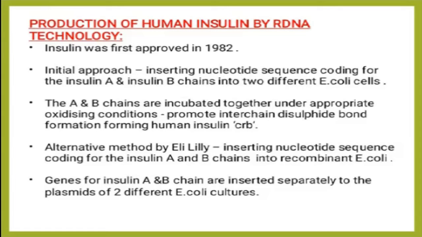An alternative method was produced by Eli Lilly. It involves inserting nucleotide sequences coding for the insulin A and B genes into recombinant E. coli. The genes for the insulin A and B chains are inserted separately into the plasmids of two different E.